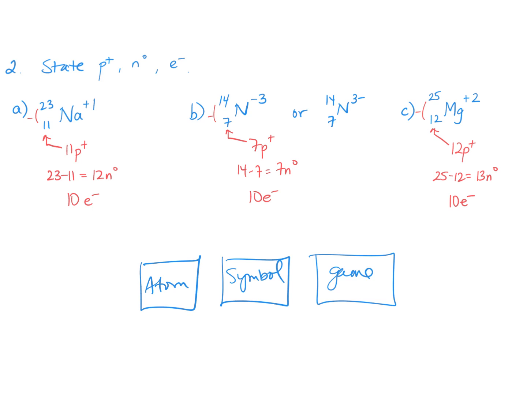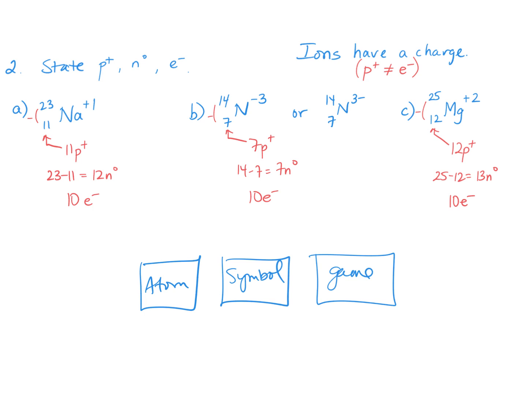Just a quick insert here. I forgot to put a term here, right? So we talked about atoms being neutral. I'd just like to point out that these are all ions. Ions have a charge. It might be positive, it might be negative. But the key is the protons and the electrons are not equal. Okay, protons and electrons are not equal.